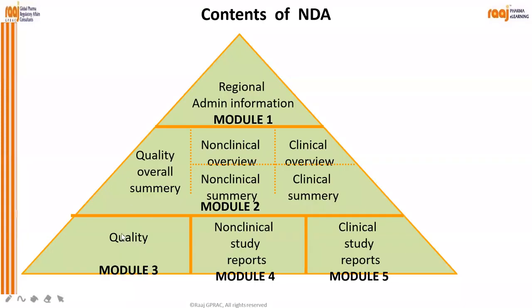Come to Module 3. Module 3 again is divided into drug substance and drug product. Under drug substance, there is S1 to S7. Under drug product, that is P1 to P8. All CMC information about drug substance and drug product becomes part of this module 3.